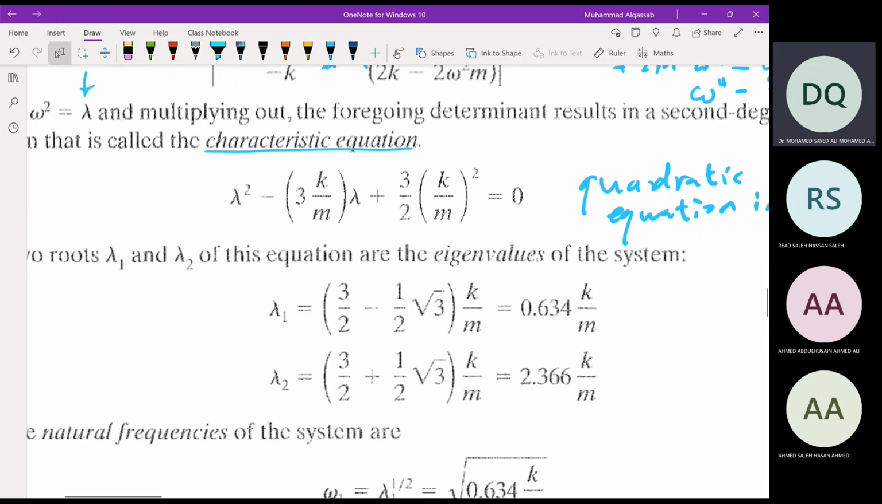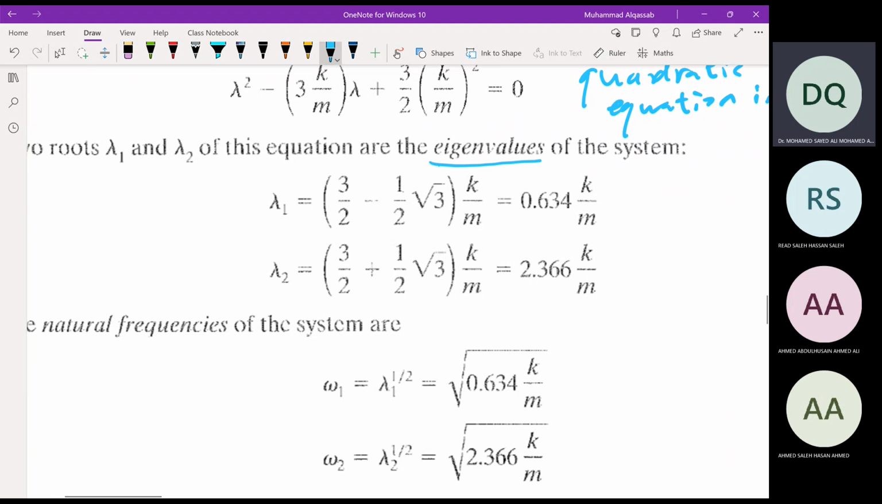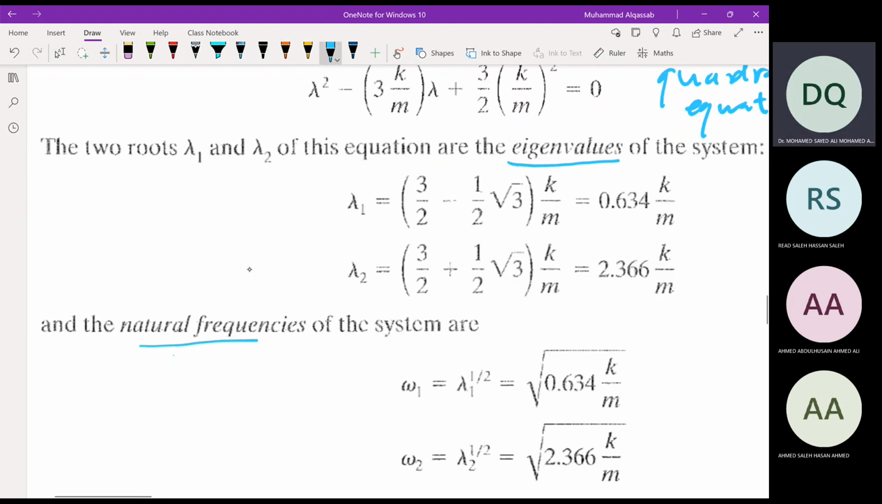So solving using the general equation, you get the values of the eigenvalues, which is lambda 1 equal to 0.634 k over m, and lambda 2 is 2.366 k over m, and then you take the square root to get natural frequencies in radian per second. Omega 1 is square root of lambda 1, square root of 0.634 k over m, and omega 2 is square root of lambda 2, square root of 2.366 k over m.